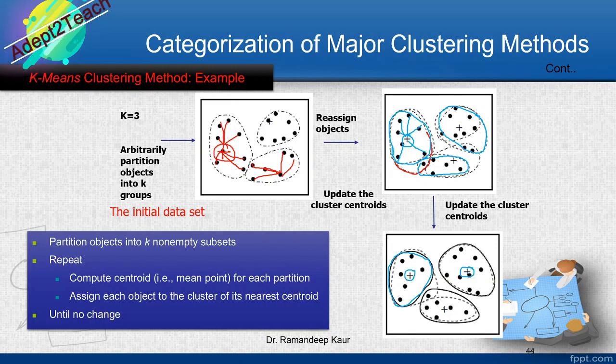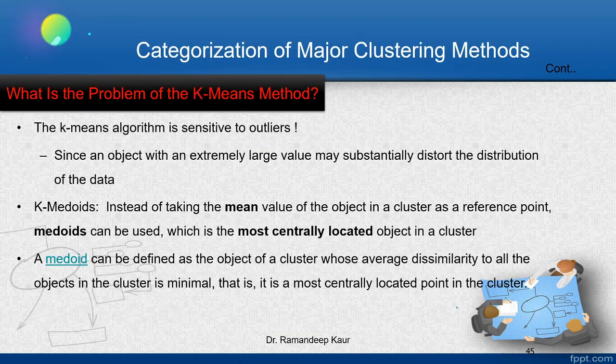Now if I again run the iteration and again calculate the mean point and start calculating the distance, it remains fixed. There are no more changes that are happening between the different types of clusters. So this will be my termination condition. This is called k-means clustering. So I am calculating the mean of every cluster, and the number of clusters is fixed here.